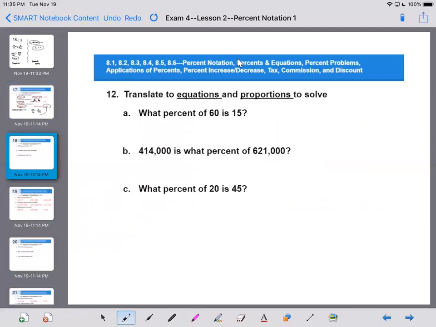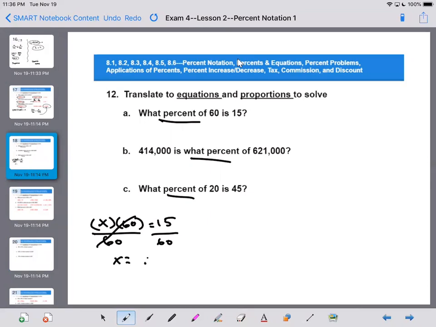Another one where it says what percent of 60. Now we don't know what the percent is. So remember, we're taking a percent of 60 and it is 15. I want to solve for x, so I'm going to divide both sides by 60. I would get 15 divided by 60, which is 25 hundredths, which would mean x is equal to 25%.